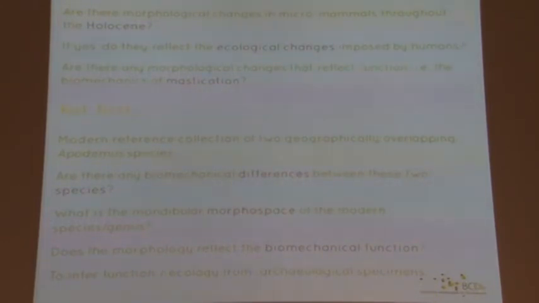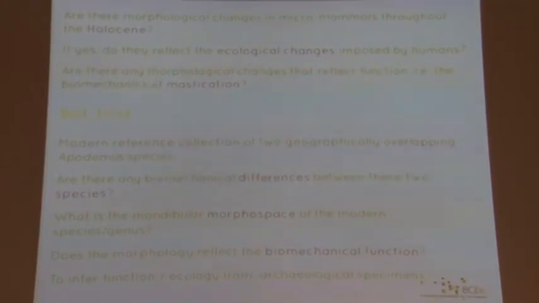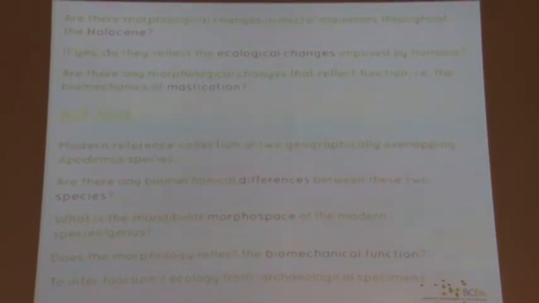So, like I said, the original objectives are to see whether or not there's morphological change in response to ecological changes and whether or not that affects function, i.e. the biomechanics of mastication. But first, I need a reference sample of modern specimens in order to create reference data for the biomechanical model and to analyze the morphospace and see whether or not the morphology of the mandible reflects differences in biomechanical function, so that we can infer that function from the morphology of archaeological specimens.